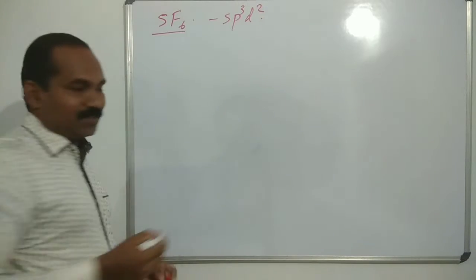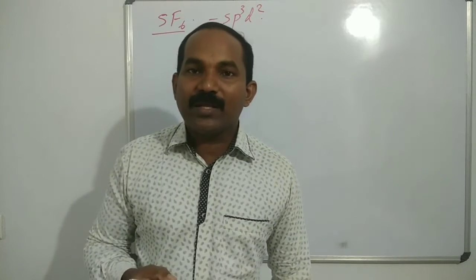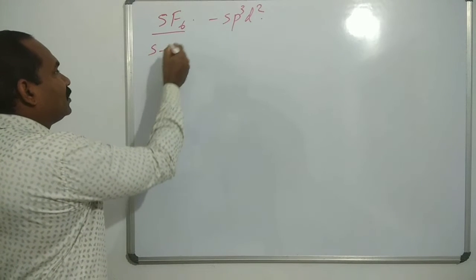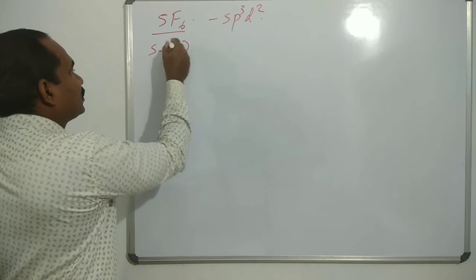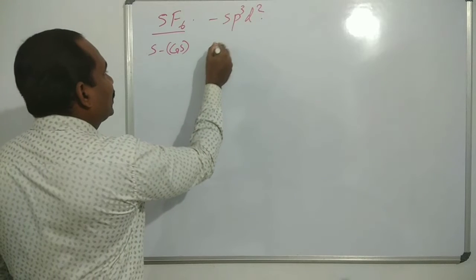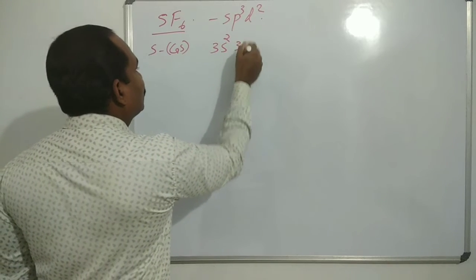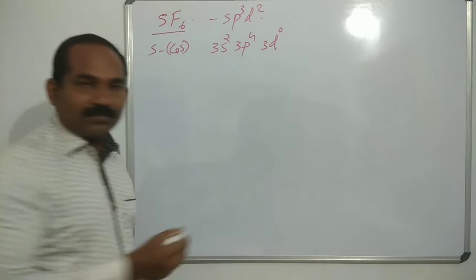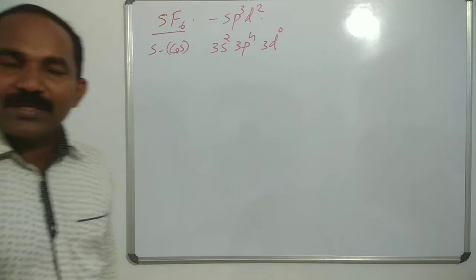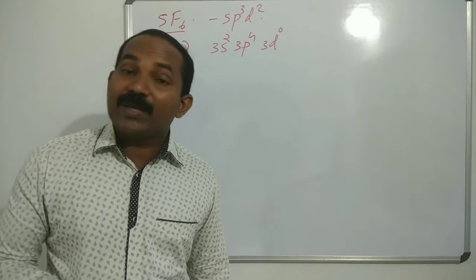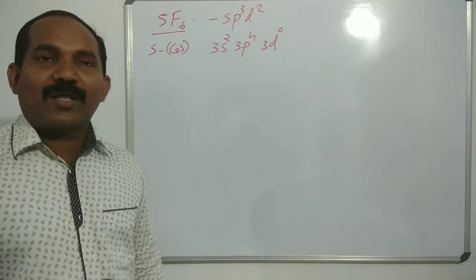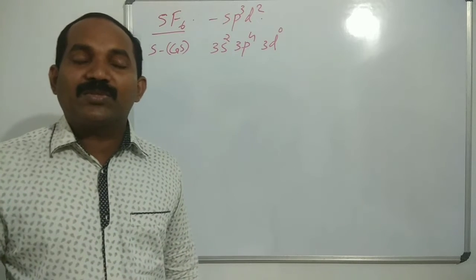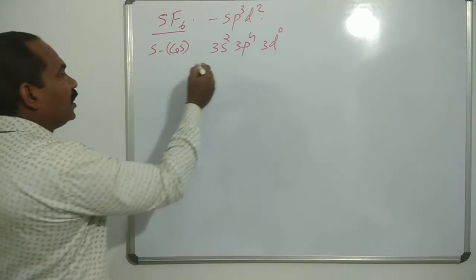sp3d2 hybridization. Sulfur atom in the ground state, 3s2, 3p4, 3d0. Sulfur is the element which is present in the third period. The valence electronic configuration is 3s2, 3p4, 3d0.